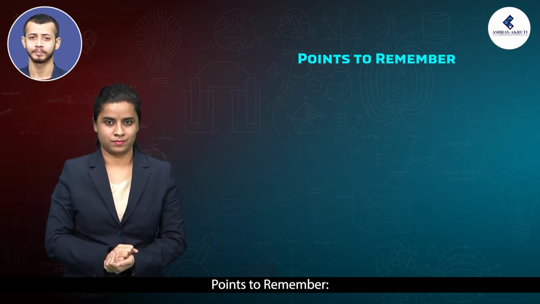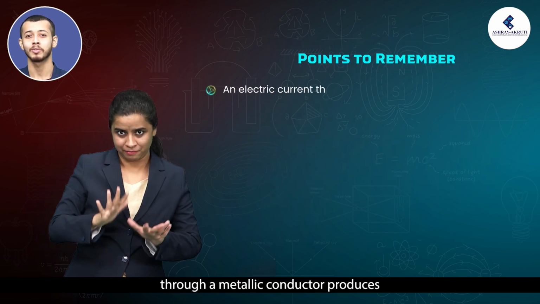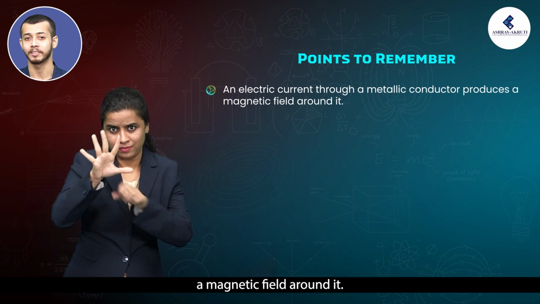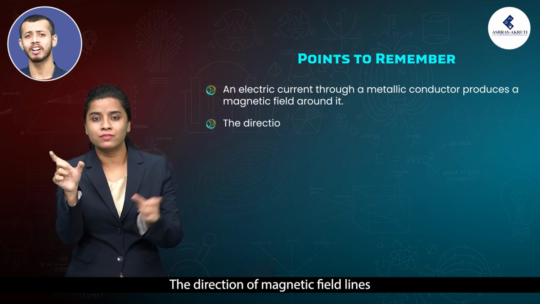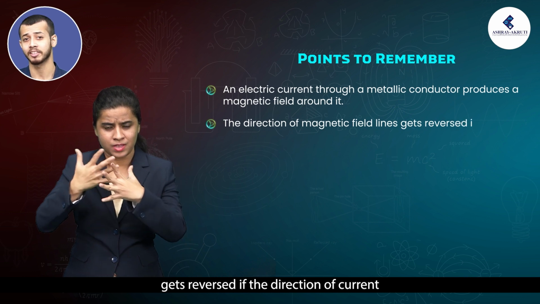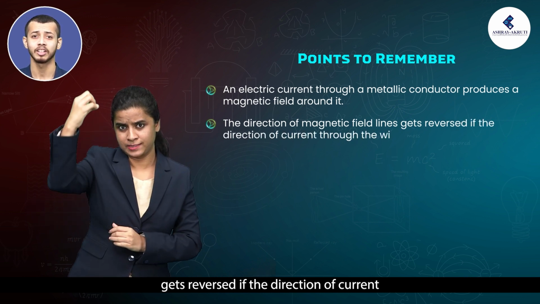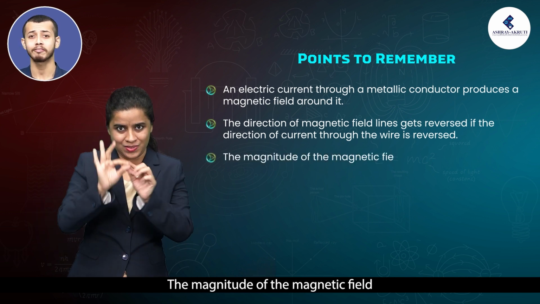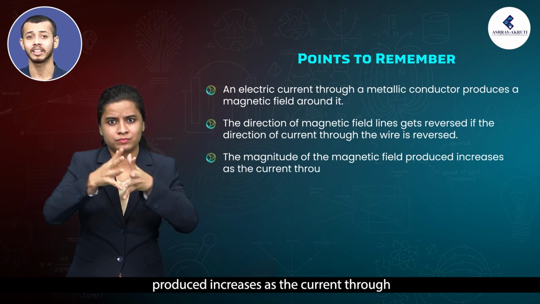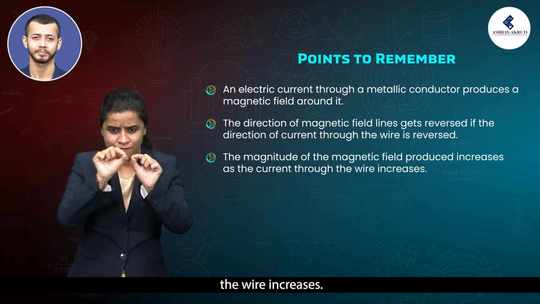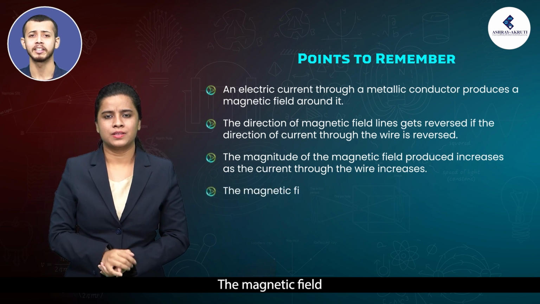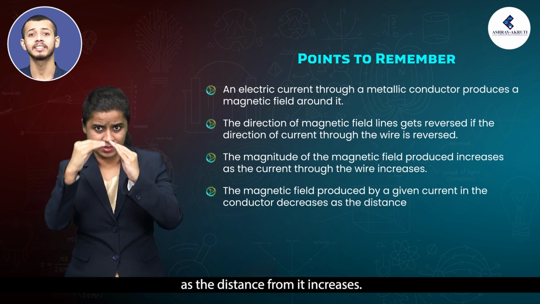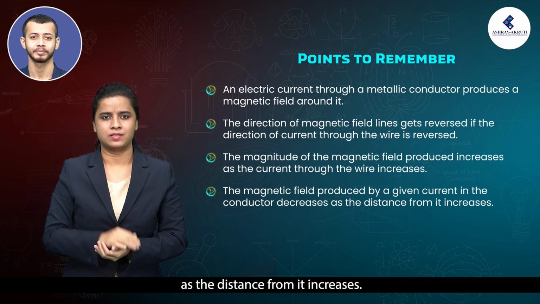Points to remember: an electric current through a metallic conductor produces a magnetic field around it. The direction of magnetic field lines gets reversed if the direction of current through the wire is reversed. The magnitude of the magnetic field produced increases as the current through the wire increases. The magnetic field produced by a given current in the conductor decreases as the distance from it increases.